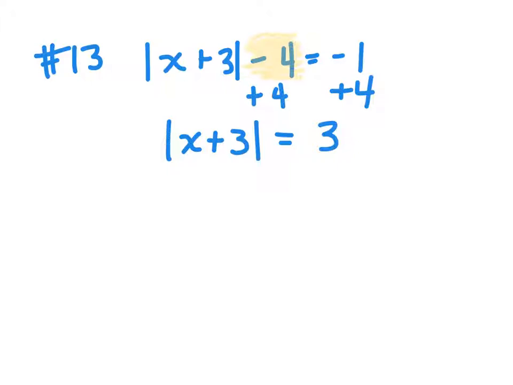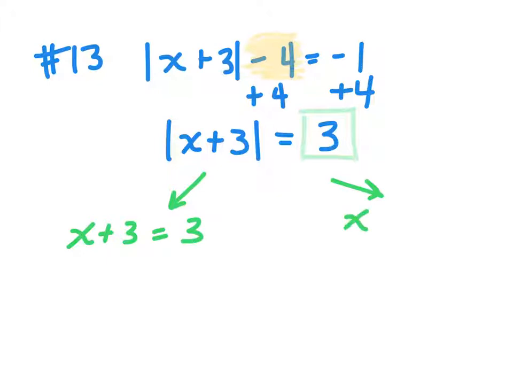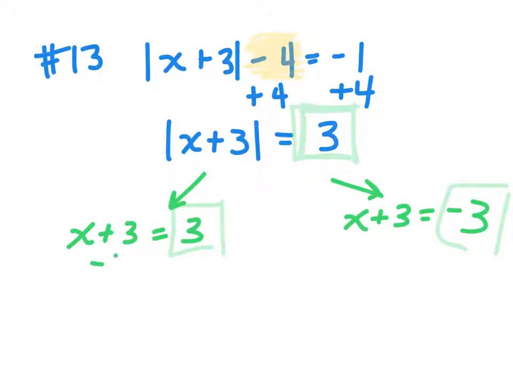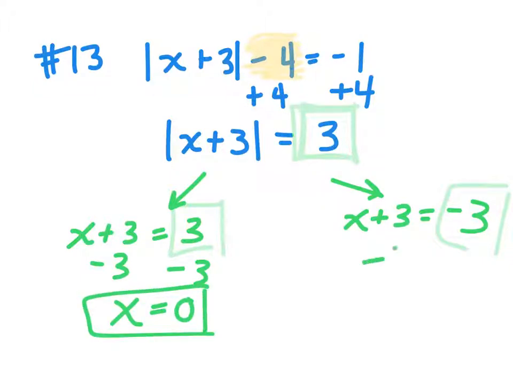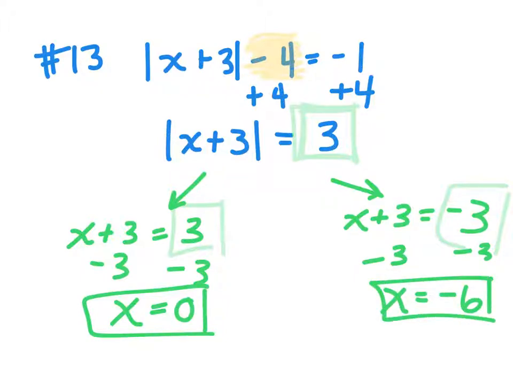So again, since my absolute value is equal to a positive number, that indicates that there are going to be two equations. The first one is that x plus 3 is going to be positive 3. The second one is that x plus 3 is going to be equal to negative 3. Again, the positive 3 and negative 3 coming from the answer of 3 up here. And so if I solve, I subtract 3 from both sides, giving me my first answer, x equals 0. And if I subtract 3 from the second equation, I get that my second answer is negative 6.